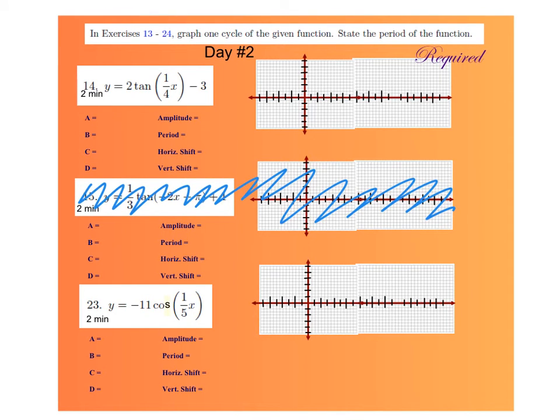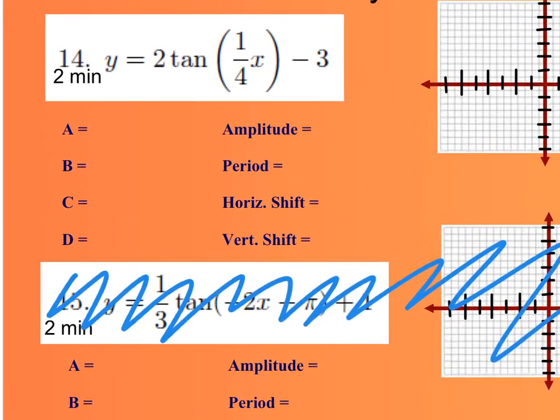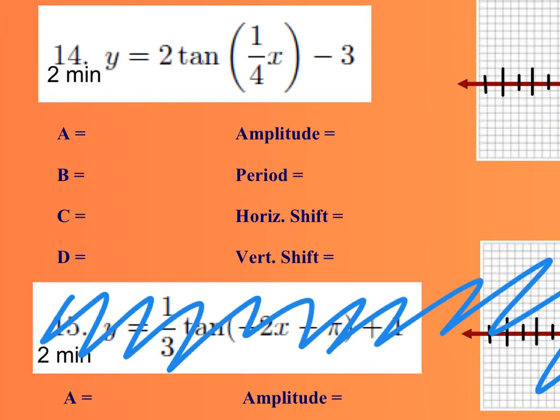Now let's start it together with this A, B, C, D thing. A is the amplitude. It's super simple. Don't overthink it. What do you think the answer is? 2. It's that number right there. Okay? It's 2. What's the B term? It's the number that's in front of the angle. So what's that? 1/4. What's our period? Hint, what's the formula for the period?